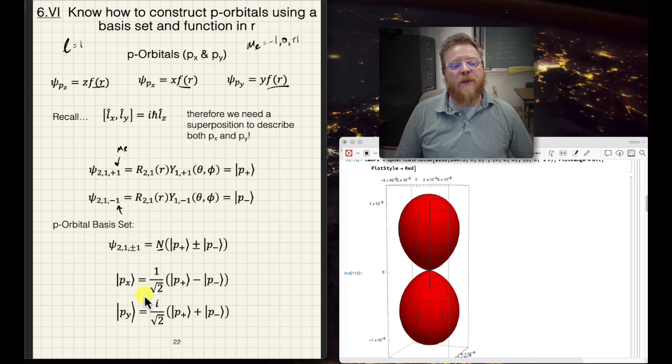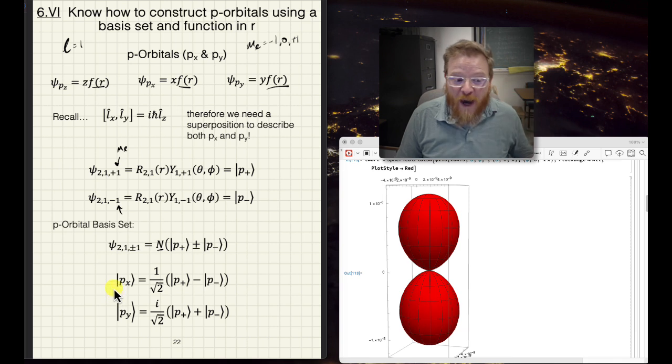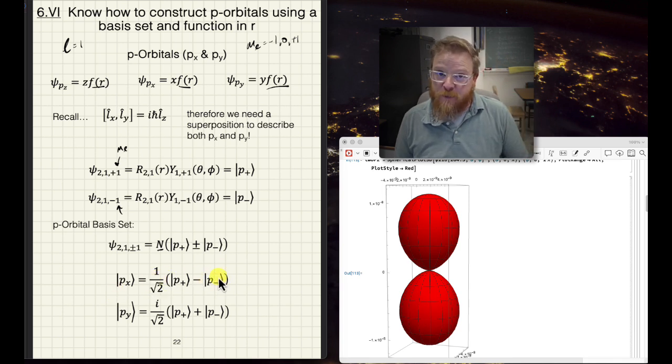So specifically, px becomes 1 over root 2 of p plus minus p minus. It's 1 over root 2 because, remember, my orbital is going to be squared. So that becomes 50-50. It's 50% p plus, 50% p minus. And now, due to the appearance of imaginary numbers, my py becomes i over root 2 in the normalization constant times p plus plus p minus. So there's our plus or minus possibilities.